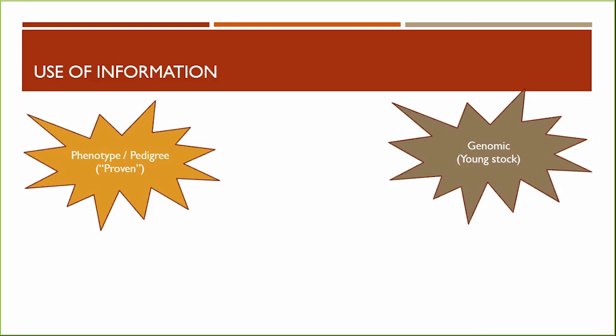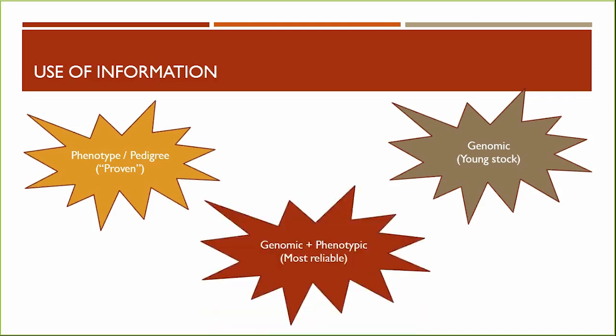And in the long scheme of things, you can have young genomic evaluations. As the animal ages, it will start adding the phenotypic information that comes into the council, and you will have a combination of both genomic and phenotypic genetic evaluations.